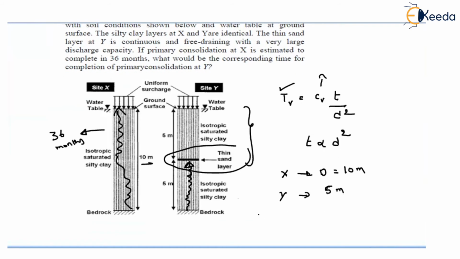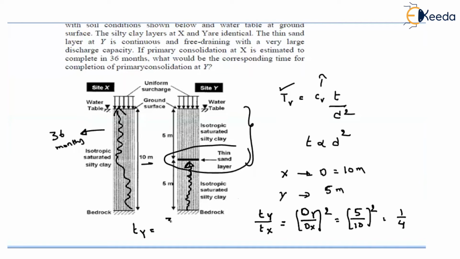So the time required for site Y divided by the time required for site X will be equal to, as these are directly proportional, the drainage path for site Y divided by the drainage path for site X, whole square. For Y, 5 meters, for X, 10 meters, whole square. So 1 by 2 whole square, 1 by 4. So what is the time required for site Y? Tx, what is the Tx? 36 months divided by 4. That implies how much time? 9 months.